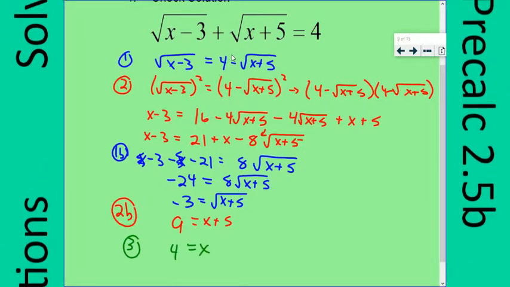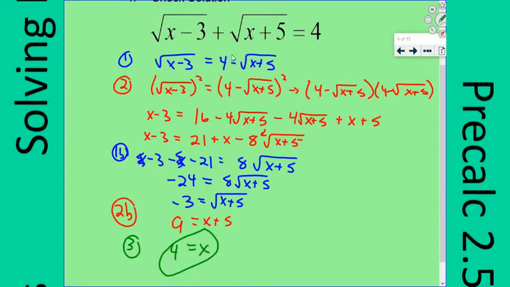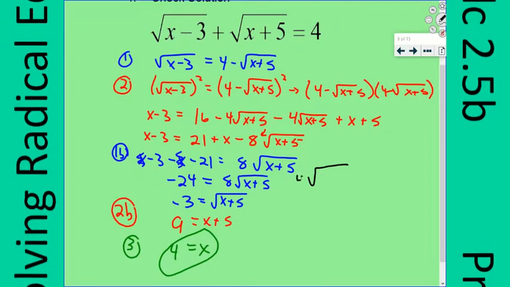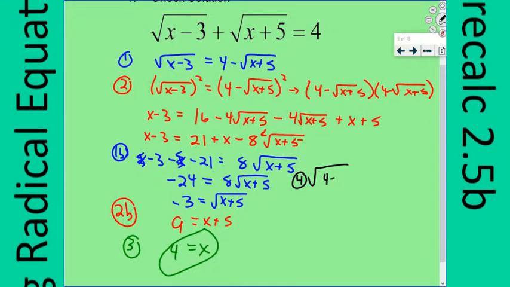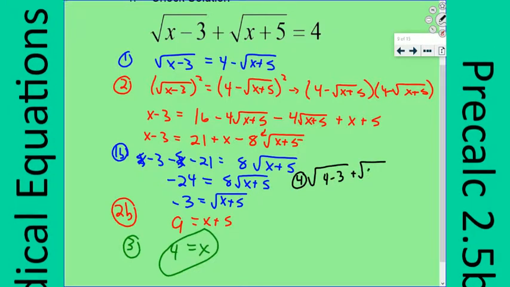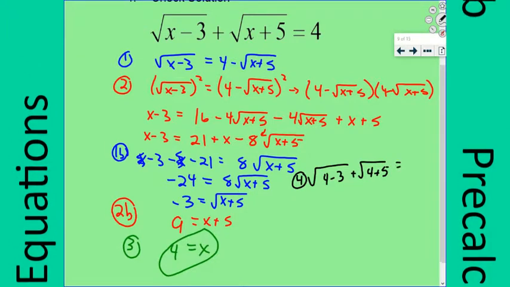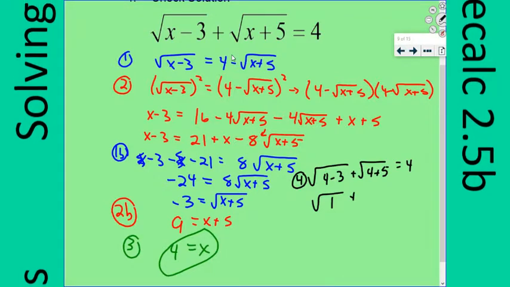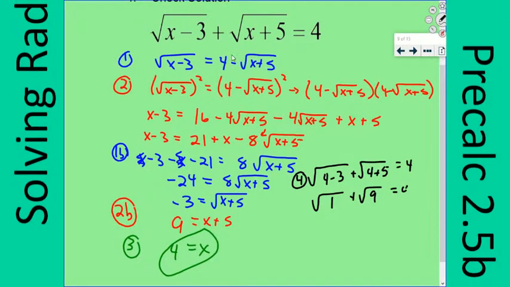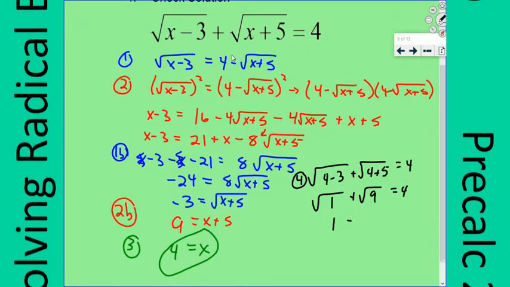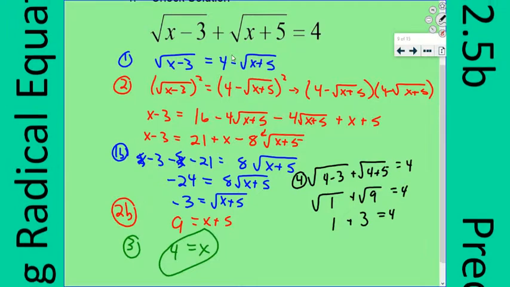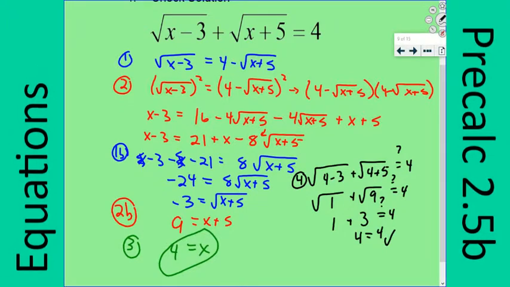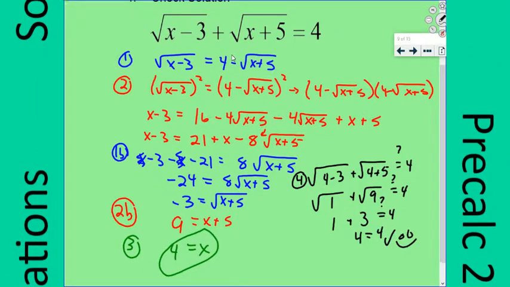So once we find that, we then need to check our work. So we need to go back into the original equation. We have the square root of 4 minus 3 plus the square root of 4 plus 5 equals 4. Square root of 4 minus 3 is 1, plus square root of 4 plus 5 is square root of 9 equals 4. Square root of 1 is going to be 1. Square root of 9 is going to be 3, which is 4. Question mark? 4 equals 4. It works. Happy face. And joy was had throughout the land.